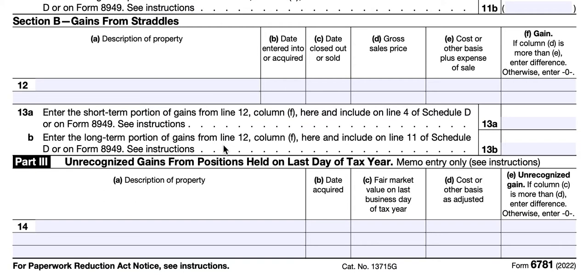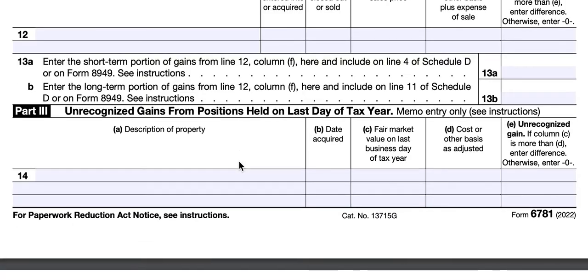And then part three is really a memo note entry. Specifically, it's capturing unrecognized gains from positions that you held on the last day of the tax year. So this is really informative in nature.